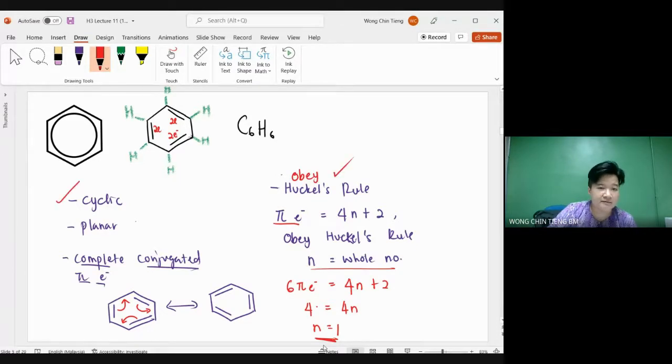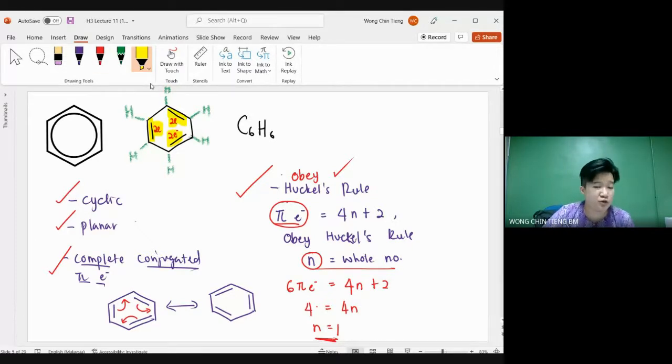So it's cyclic, it's planar, it's completely conjugated. Dia boleh bergerak tanpa kacau apa-apa. Dia boleh bergerak sama rata. And it obeys Huckel's rule bila n yang kamu kira adalah nombor bulat. N kamu mesti kena adalah nombor bulat, baru kita kata dia obey Huckel's rule. Okay, so by that in mind, I'm talking about number of pi electron, bukan number of pi bond. So bila saya ada 3 pi bond over here, ada 3 double bond, the number of pi electron adalah 6.